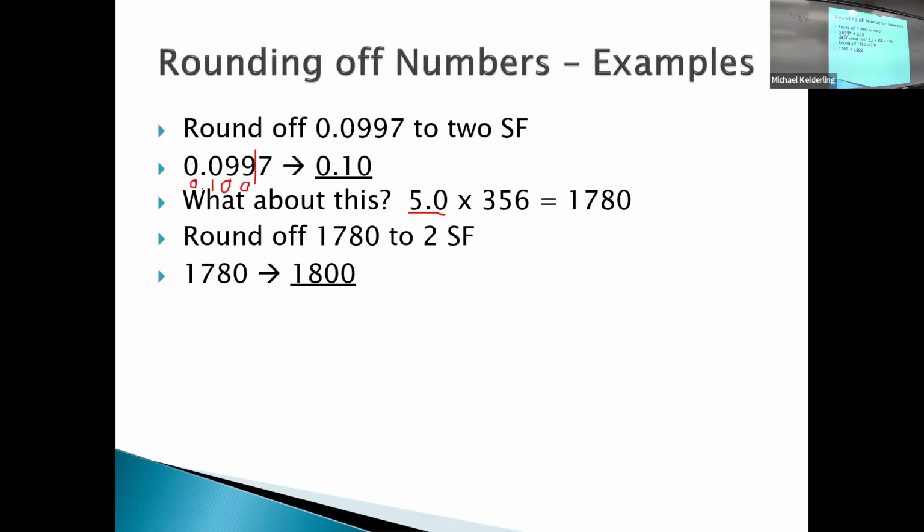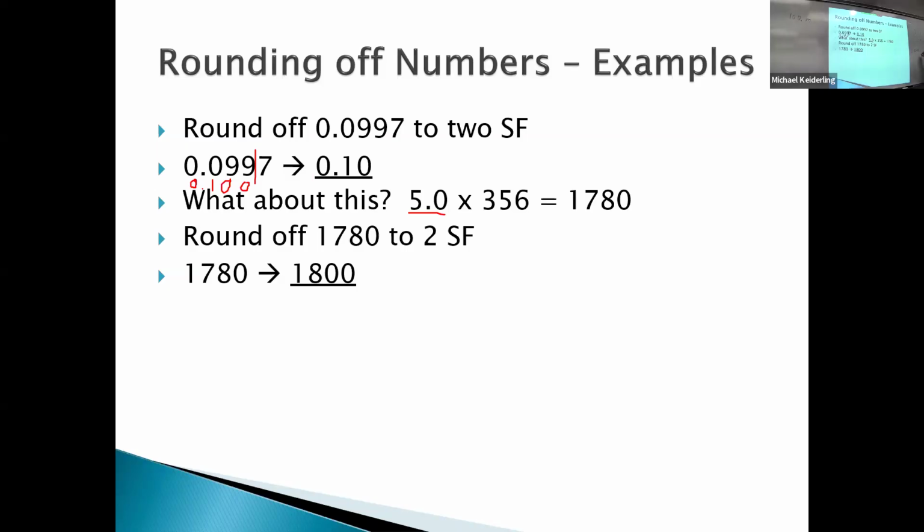I want to round this to 2 significant figures. Here's my first non-zero digit: 1, 2. That's where I'm going to draw my line, so I'm going to cut it off. My next digit is a 7. 7 is greater than 5, so I will need to round up.